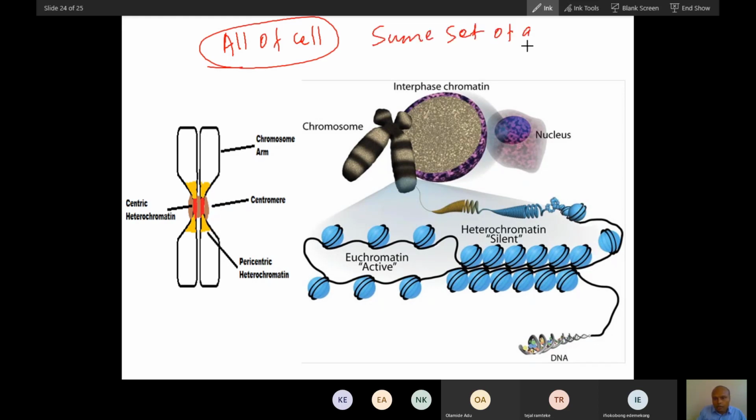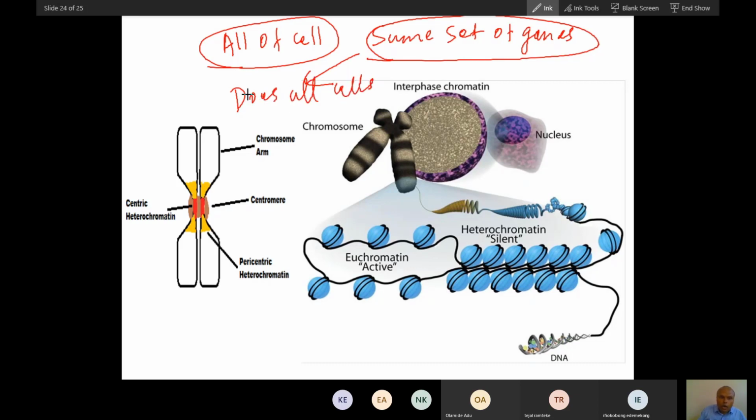Do you know this? All cells have the same set of genes, but are all cells similar? Tell me. No. No, but all have the same sets of genes. They are not similar. There are about 200 different types of cells.